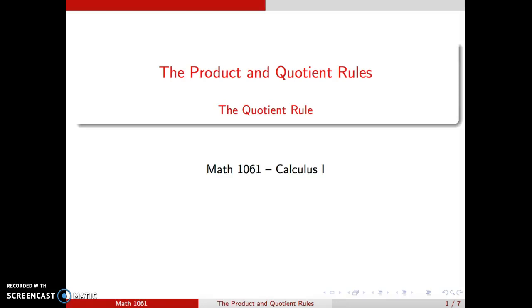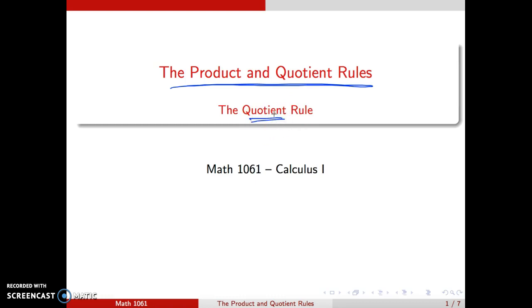All right, hello. Following up where we left off in the last video, we were looking at these two new rules that we have for differentiating. They help us do this process a little bit faster in a lot of cases when we can use them. Previously, we looked at the product rule. Now we're going to look at the second one that I've got on these slides, the quotient rule.